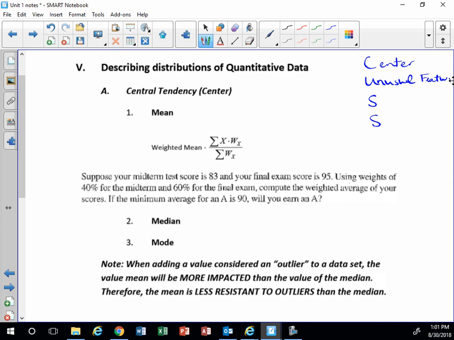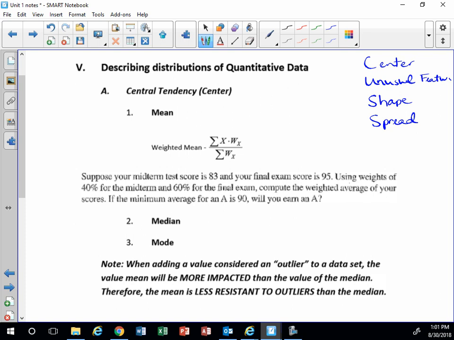One of your S's is shape. And the other one is spread. Shape, spread. If I ever ask you to describe a distribution, you must say all four of these. If there's no unusual features, just say no unusual features. You don't ever skip any of these, okay? You just describe exactly what's there.